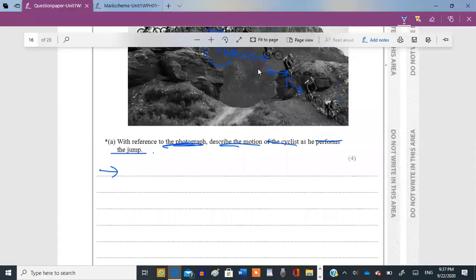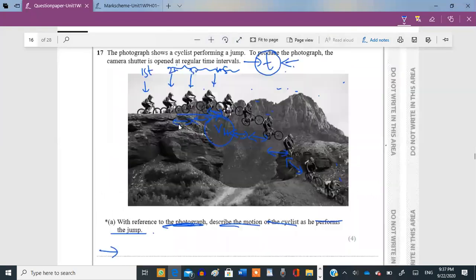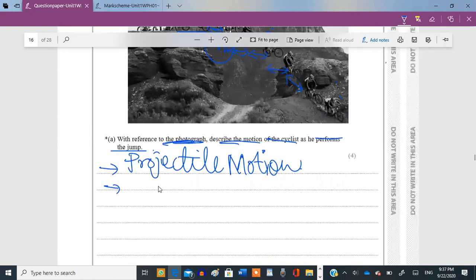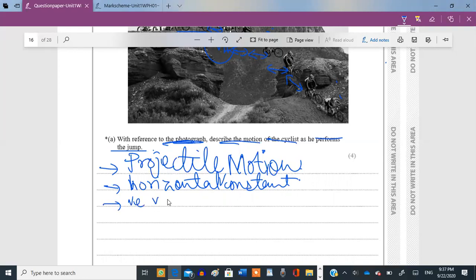Let me write them down as well. This is a key term over here, that the time interval is regular. First of all, as this cyclist jumps, you could also mention that the cyclist is undergoing projectile motion. The vertical component of velocity is changing, the horizontal component of velocity is constant. The vertical component of velocity decreases first and then increases.